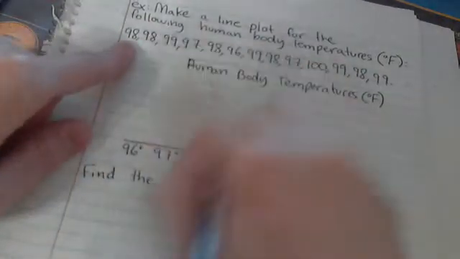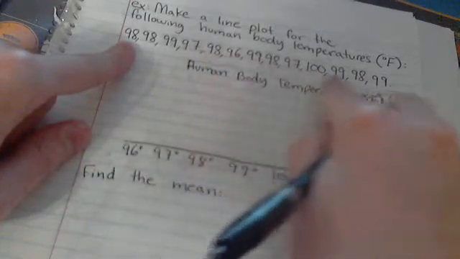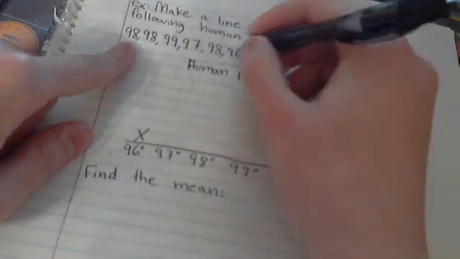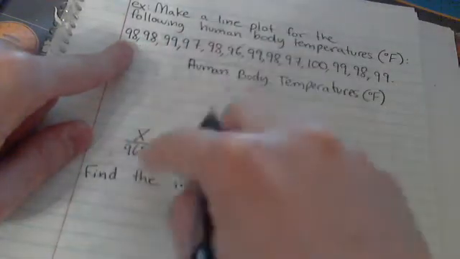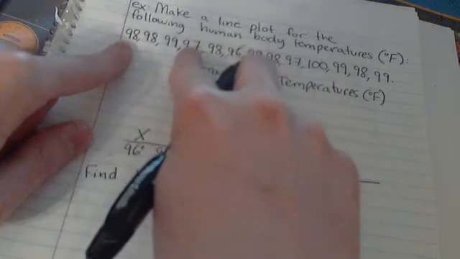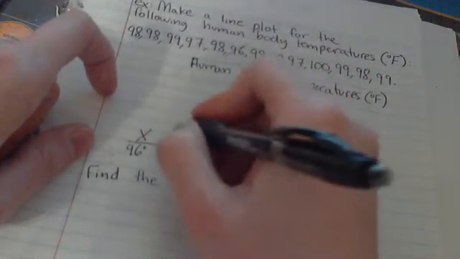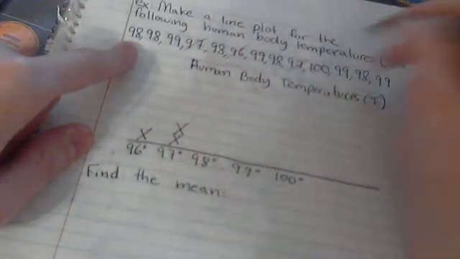Now let's count how many times does the 96 occur. Looks like 96 only happens one time, so I'm only going to put 1 x. And I'm just going to cross it out just so I can remember. Then let me see how many times 97 happens. There's 1 and then 2. So I'm going to put 2 x's there. And then I'm going to cross those out just so I remember.